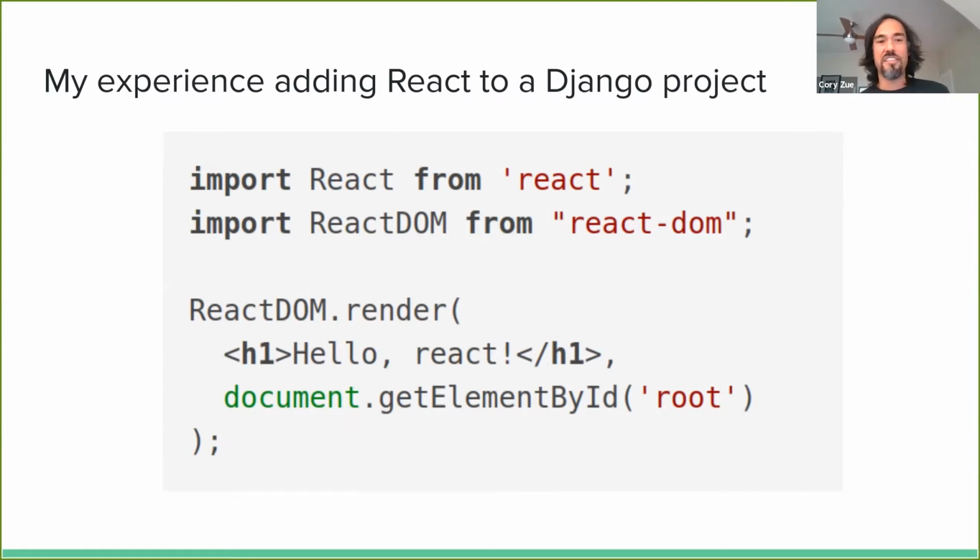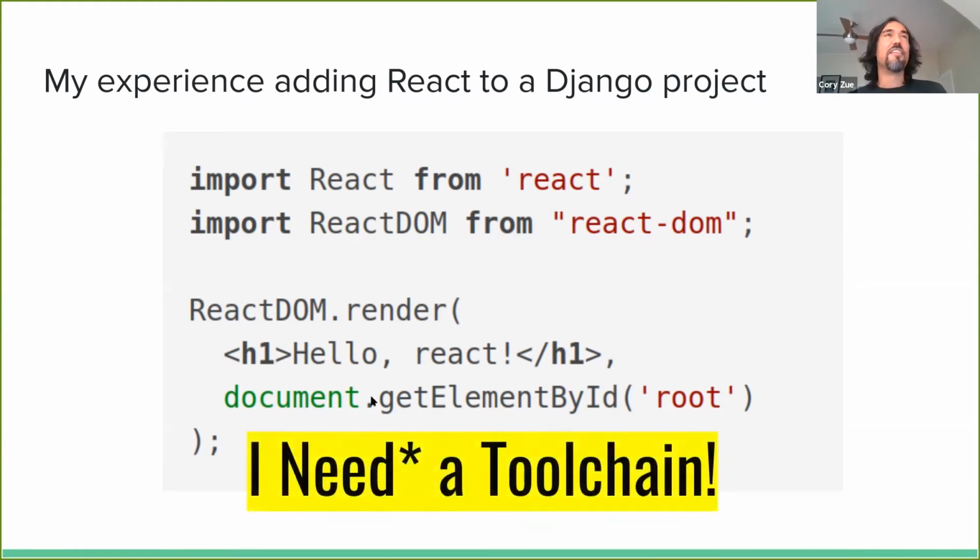And if you drop this into a Django template, or if you drop this into a web page, your browser will just say, I don't know what to do with this thing. I don't know how to import this. I don't know how to read this H1 thing. And that's because you need a toolchain in order to do development like this. I put a little asterisk there because you don't technically need a toolchain to use React, but you do need it to use React in the way that I recommend using it.